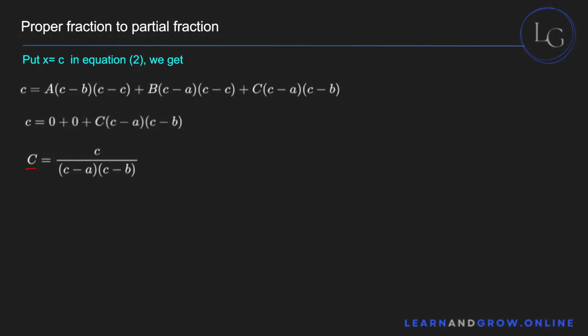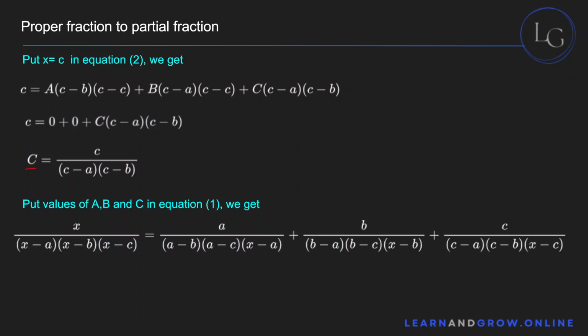So now we have the values for all three uppercase letters, A, B, and C. And when you put that in the equation 1, we get this big equation. These are the three partial fractions. And so that's how we've resolved the question.